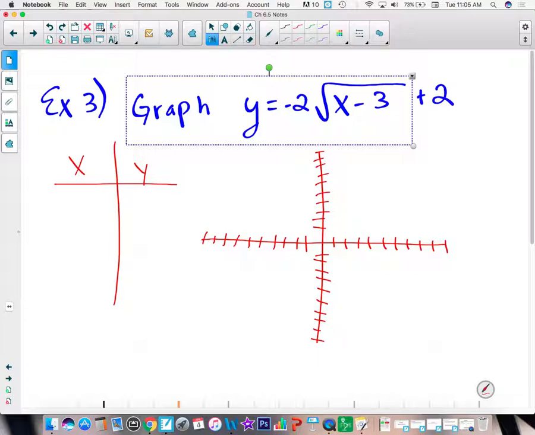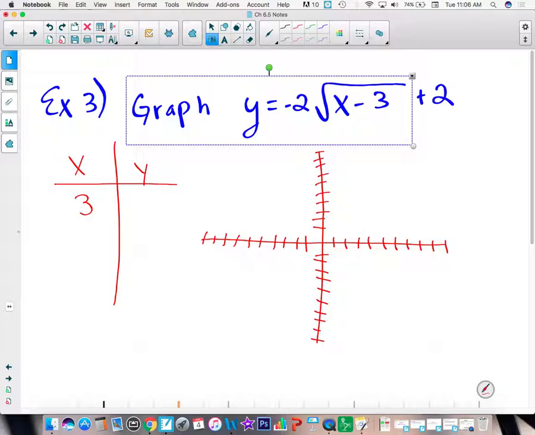Square root, so that means we need numbers underneath there that are perfect squares. And perfect squares are going to be 0, 1, 4, 9. What number can I plug in for x underneath here to make it a 0? 3. Not negative, it would be a positive 3, because it would be 3 minus 3. So your first x point is going to be a 3.